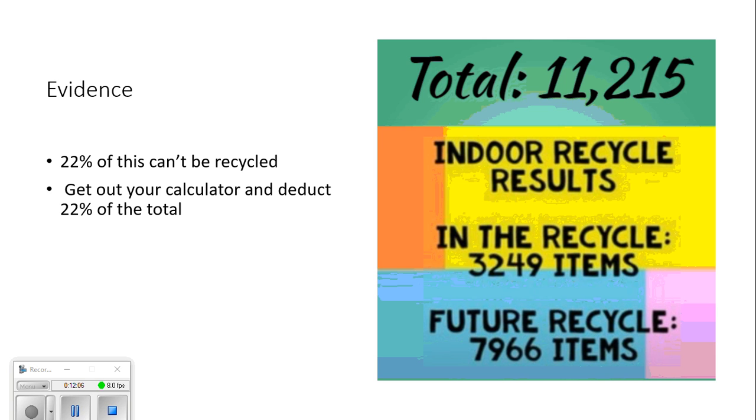All right. So our evidence is this. 3,249 items were in the recycling, and these were future trash items. So that's a total of 11,215 items that were going to be recycled. 22% can't. So you're going to get out a calculator and deduct 22%. It's not hard to figure out.